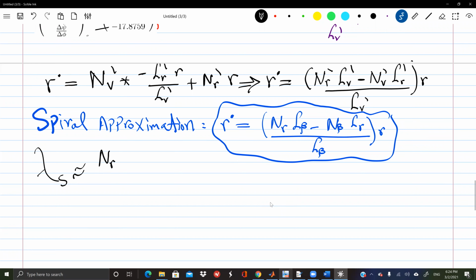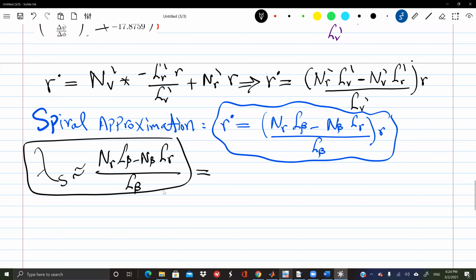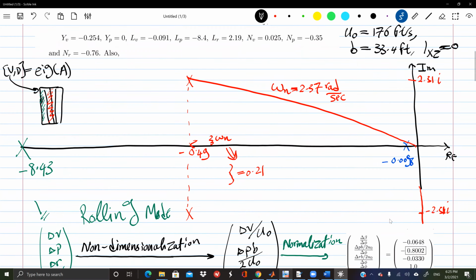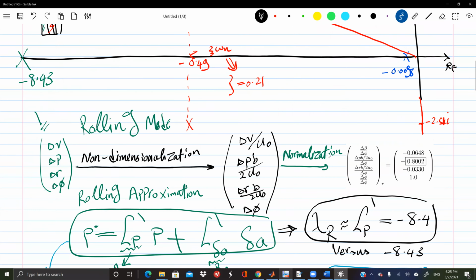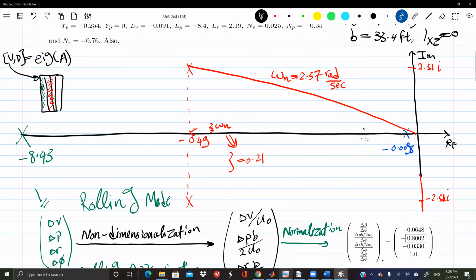Approximately, lambda spiral is NR L beta minus N beta LR over L beta. And I'm given all these stability derivatives, so I can go and estimate this. So if you do that, how much is the spiral? Let me see the lecture notes here. You get negative 0.16. So it's not too close to the negative. This is almost negative 0.01, right? But still, it gives you something around here. Quantitatively, it's not accurate, but qualitatively it gives you the physics. How is that? Let's see.